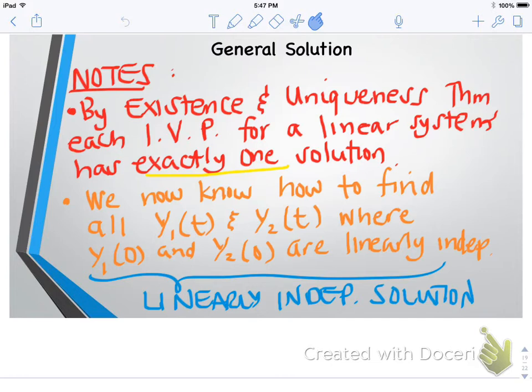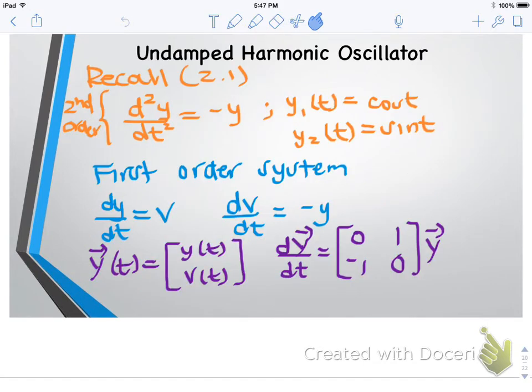And we now know how to find all y sub 1 and y sub 2, where y sub 1 of 0 and y sub 2 of 0 are linearly independent, and these are called linearly independent solutions. Okay. The last thing, so we're almost done, deals with the undamped harmonic system that we talked about on Monday.